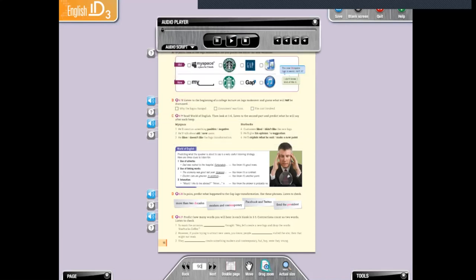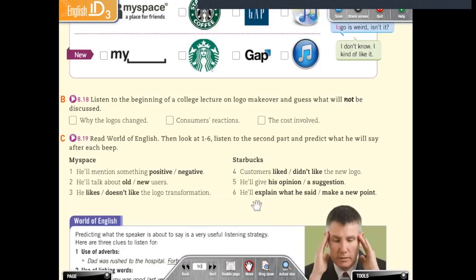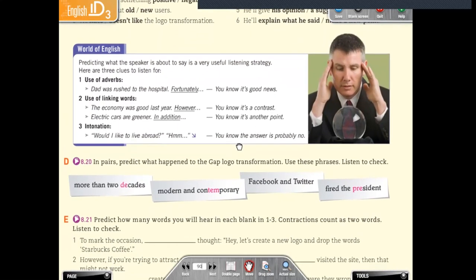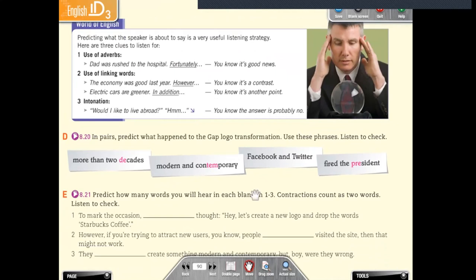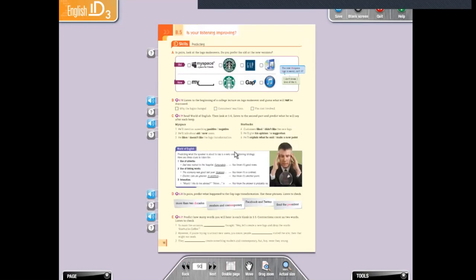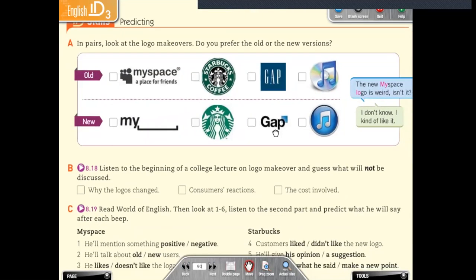Audio 8.19. So, as most of you probably know, MySpace was by far the most popular social networking site from 2006 to 2008. At the time, it was worth about $12 billion. Yeah, things were going pretty well for MySpace. But one day, Facebook came along, and sadly, MySpace started to shrink. Profits fell, people were fired, and so on. So here's what MySpace does. It radically changes its logo.